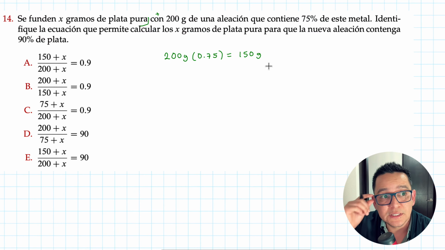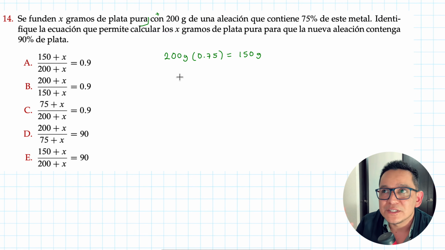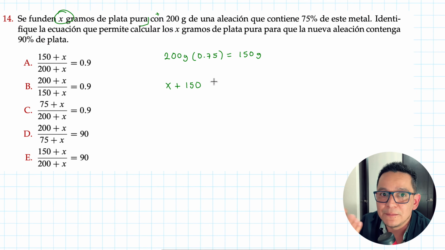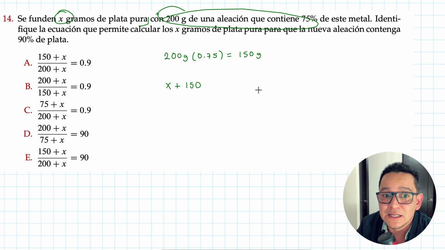All right, so the question is, identify the equation that allows you to calculate the X grams of pure silver so that the new alloy contains 90% pure silver. How are we going to do it? Well, we would have to do a division, right? We would have to calculate the amount of grams of pure silver divided by the total grams. Now, how many grams of pure silver do we have in total? Well, we have these X grams. I'm going to add X plus these 150 grams, right? These 150 grams, remember, come from those 200 grams that the alloy had.